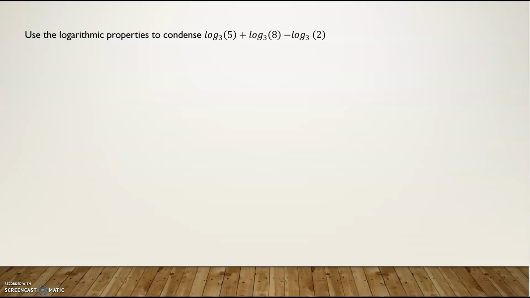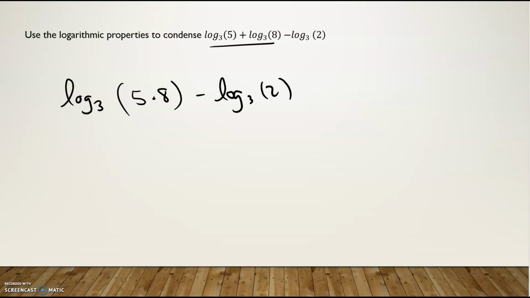Okay, so I have an addition sign between these. So that means I'm going to have log base 3, and that's going to be 5 times 8. We'll go ahead and write log base 3 of 2. So that's going to be log base 3 of 40 minus log base 3 of 2.